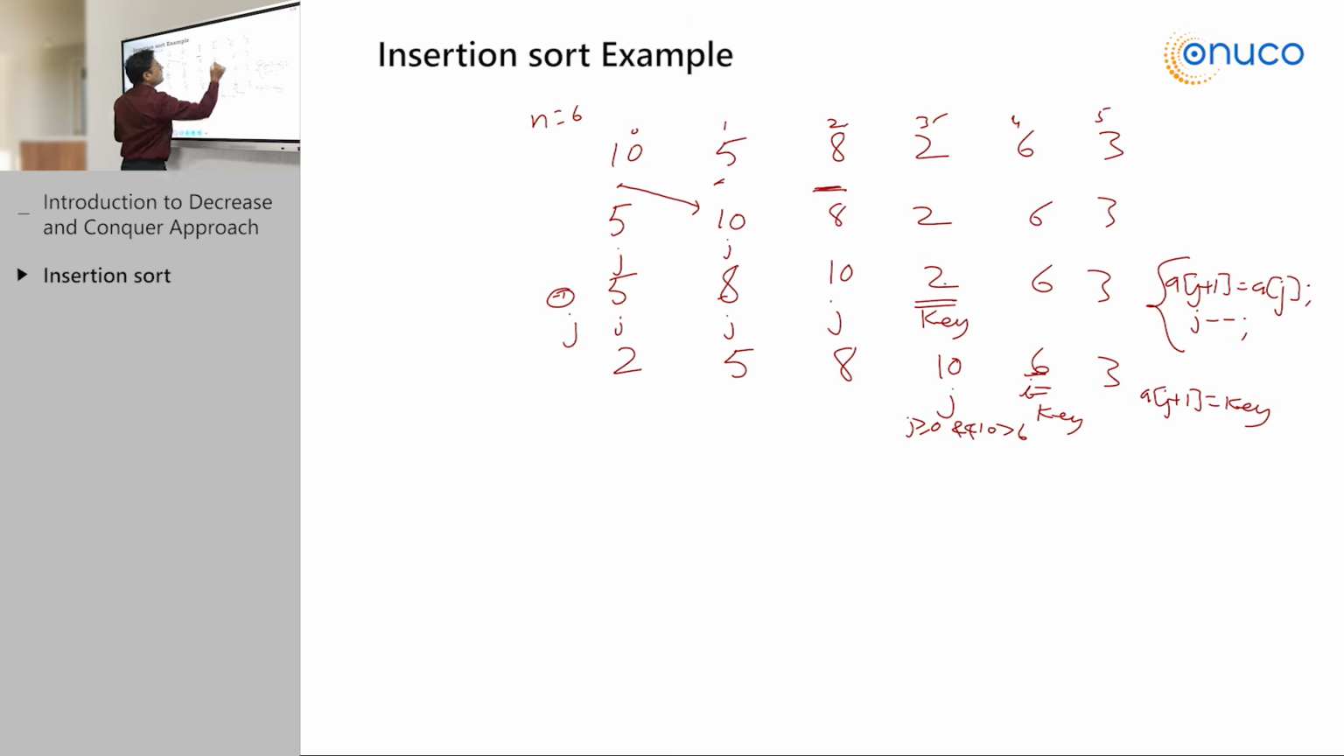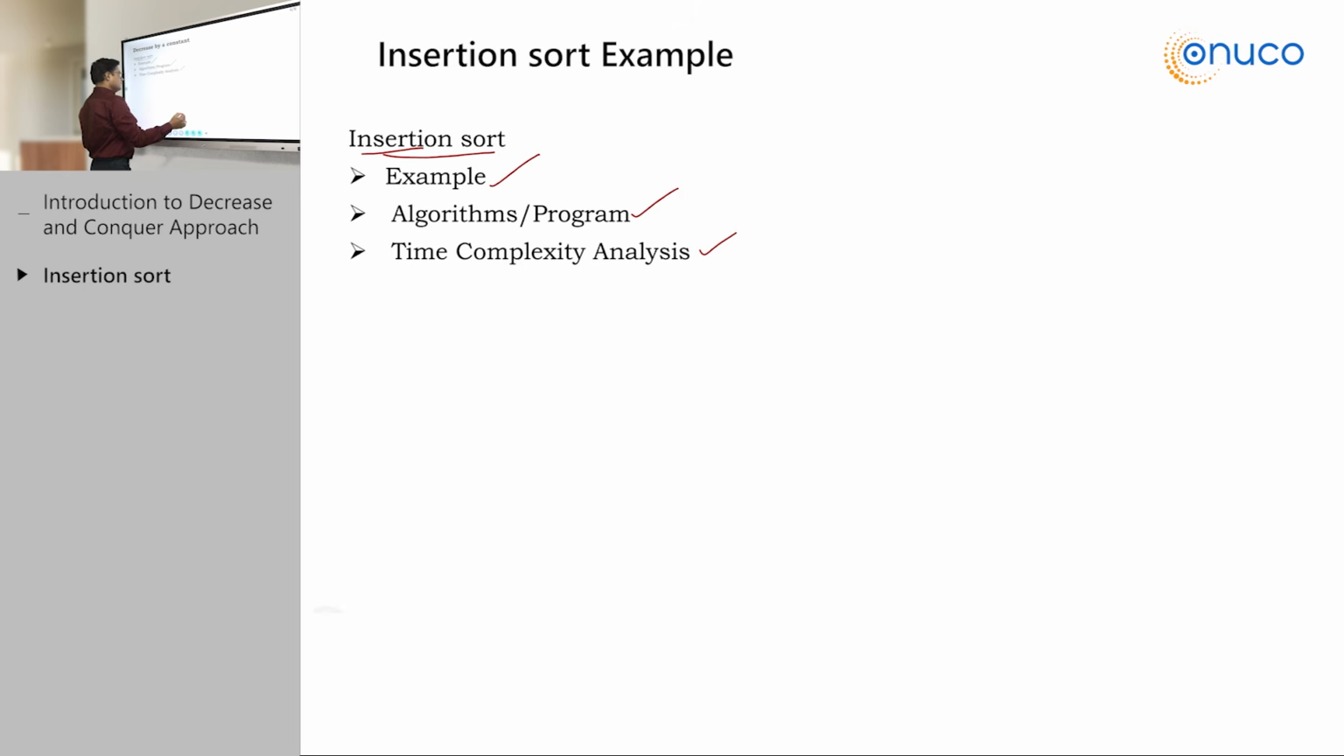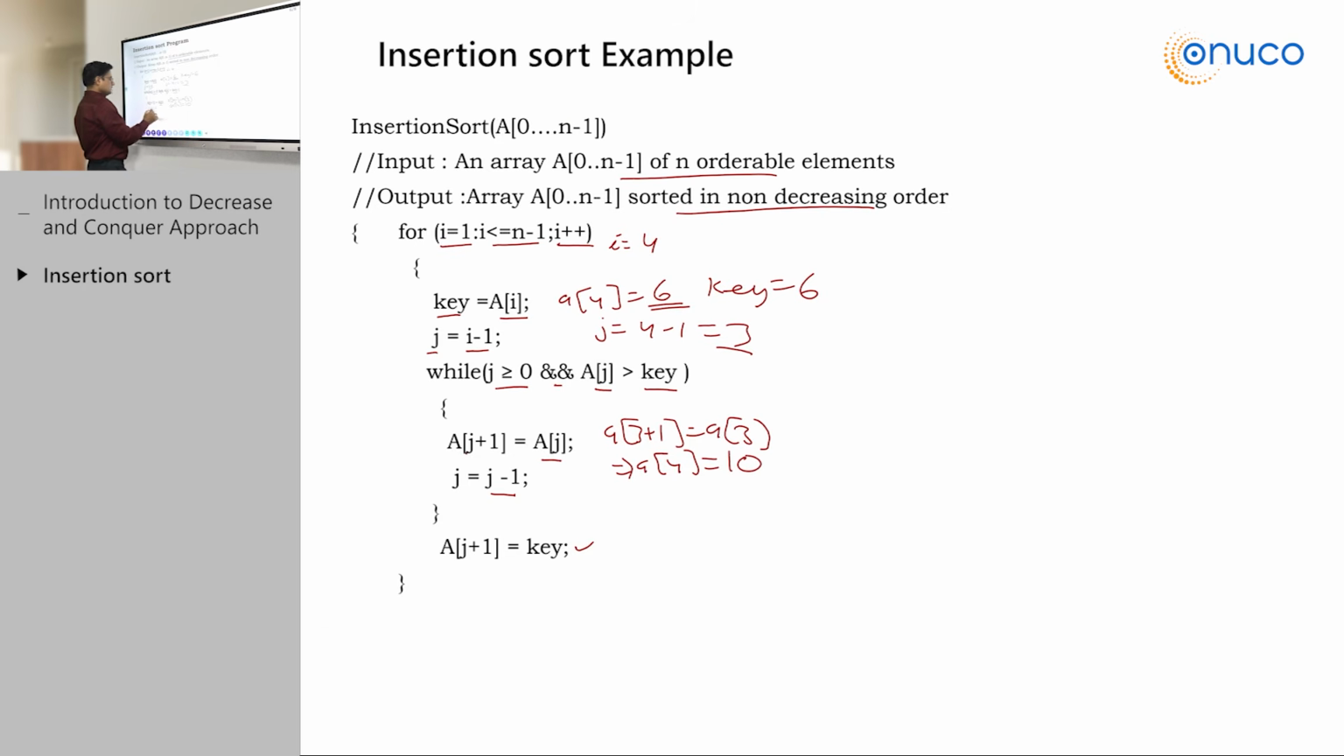Here A of j plus 1 is 10. Now, based on our algorithm, j is decreased by 1. j was 3, now j is equal to 3 minus 1, which is 2. Again, go and check: is 2 greater than or equal to 0? Yes, 2 is greater than or equal to 0, right? And A of j is greater than key, that we need to check.